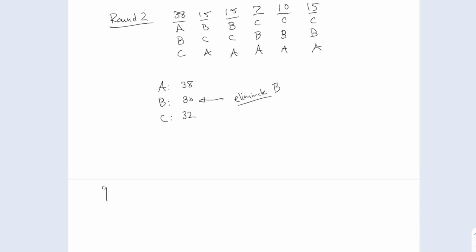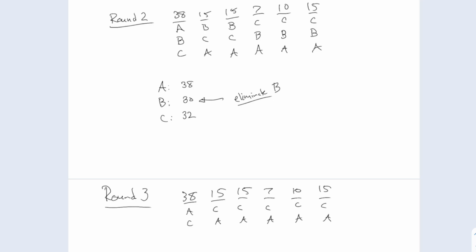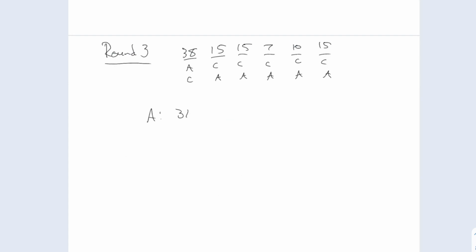So, round 3. I eliminate B. Now all that's left are A's and C's. So I have 38 AC, 15 CA, 15 CA. I'm just copying the same chart again, but without the B's in it. 7 CA, 10 CA, and 15 CA. And this time, when we count them up, A has only 38 again, and C now, if you add those up, 45, 55, 62. And so C is the winner. All right? This is how the ranked choice system works. In this particular example, remember I said A was the winner if you use plurality, but if you use the ranked choice, then C is the winner.